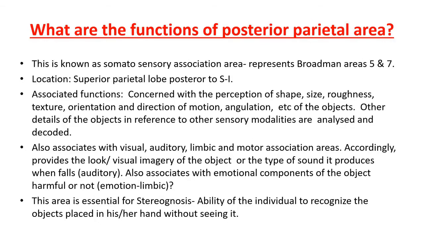Moving on, what are the functions of the posterior parietal area? The posterior parietal area is the somatosensory association area. That means it associates all sensory modalities here. Both of them get associated. This represents areas 5 and 7 of Brodmann. It is situated in the superior parietal lobe, posterior to S1. I have shown it.